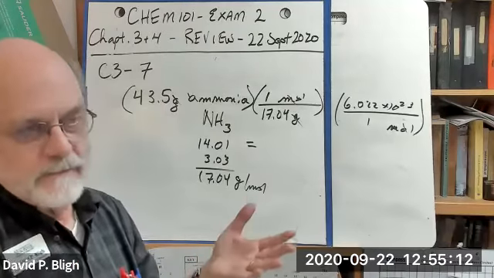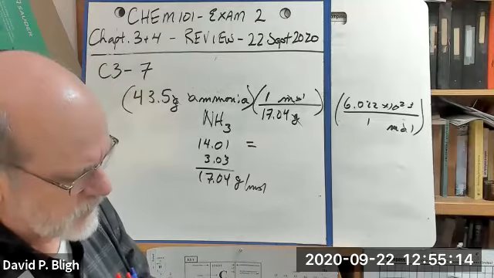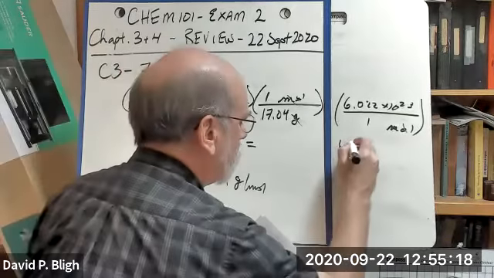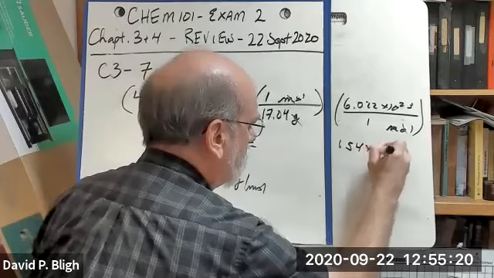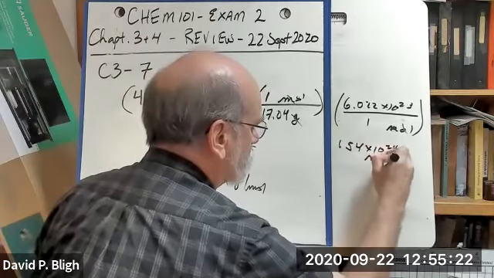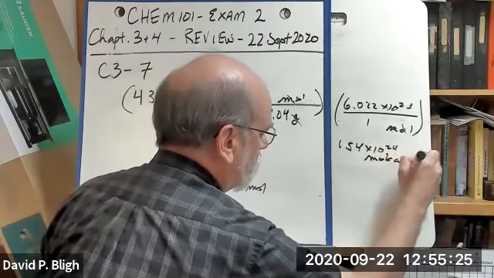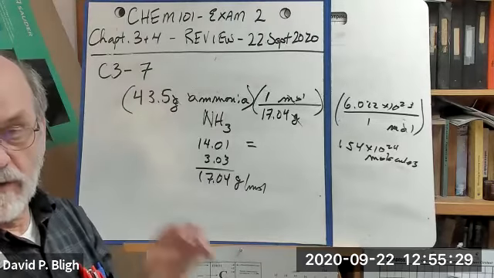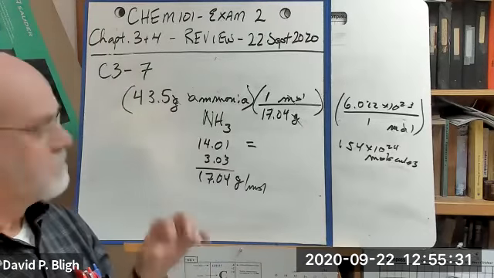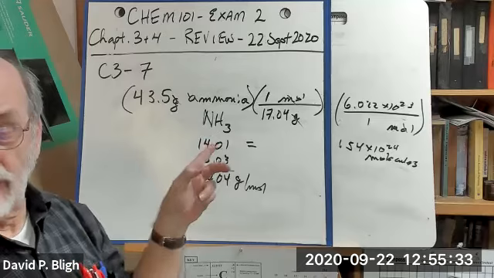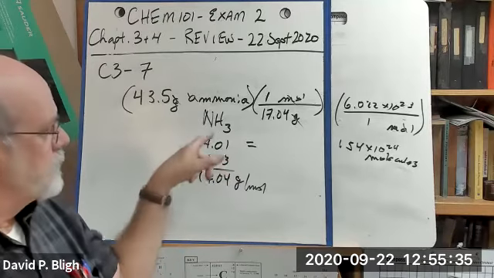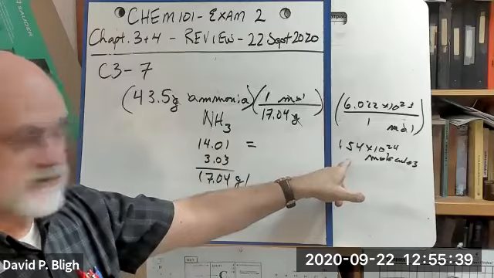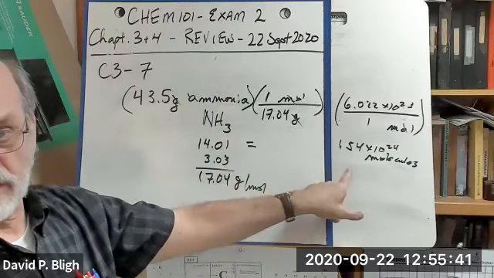Now, the answer is 1.54 times 10 to the 24th molecules. What if the question had said how many atoms of nitrogen are there? Same number. Because the ratio is for every mole of ammonia, you got 1 mole of nitrogen. So it's the same number of nitrogens as there are molecules.